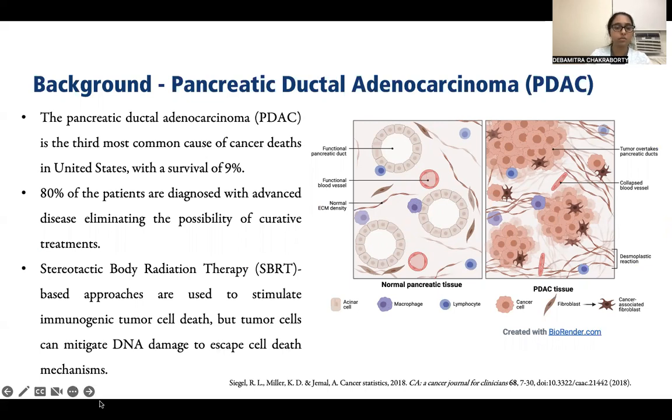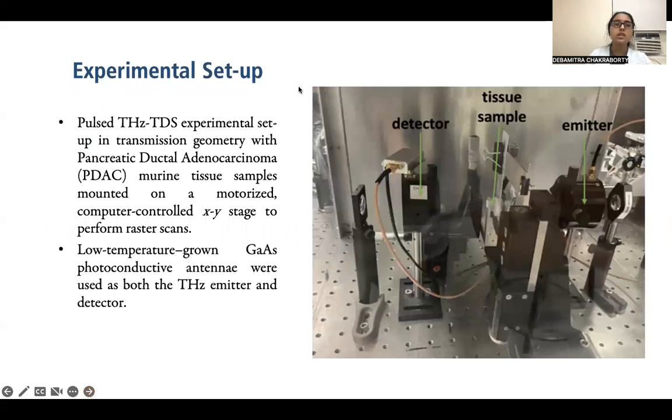So although SBRT can stimulate some immunogenic tumor cell death, some tumor cells can mediate DNA damage to escape cell death mechanisms. As you can see here, we present our experimental setup, and we have both terahertz emitter and detector, which are basically low temperature grown gallium arsenide photoconductive antennas. And we use a Ti-Sapphire femtosecond laser in order to excite the emitter and detector. We place our sample in the transmission geometry on a custom holder, which is mounted on an XY translational stage in order to perform a raster scan.